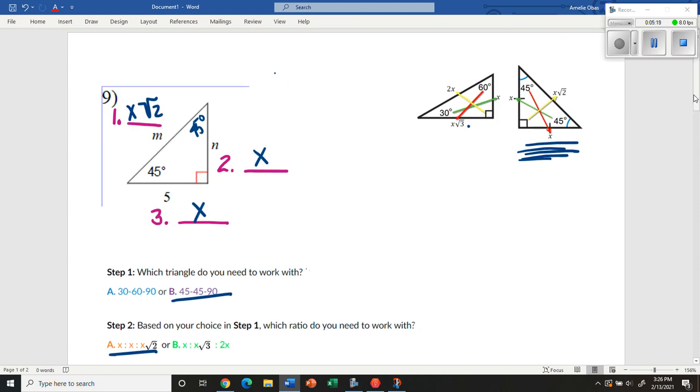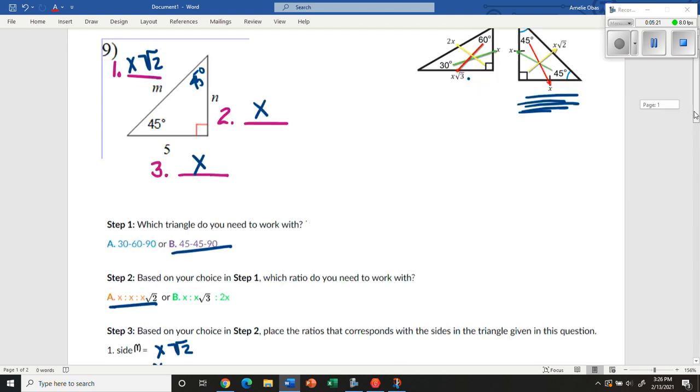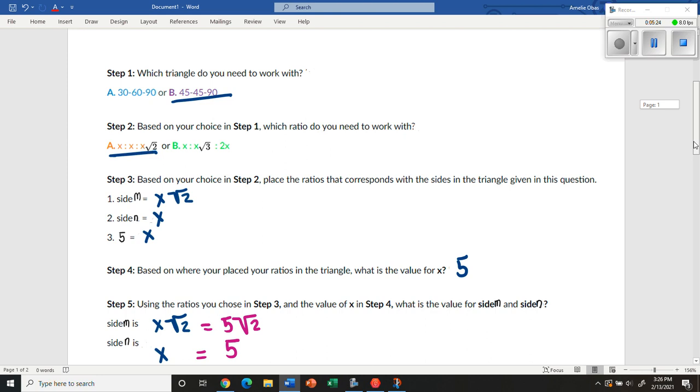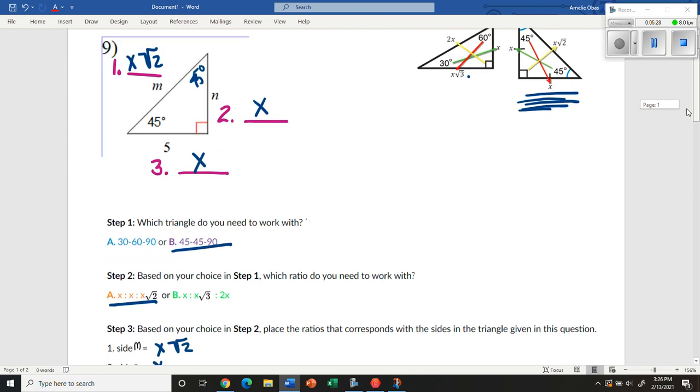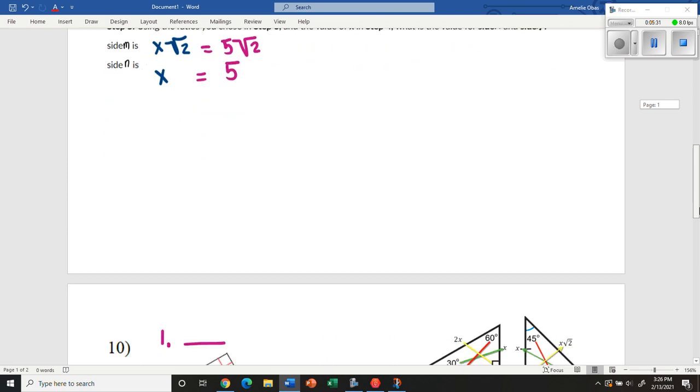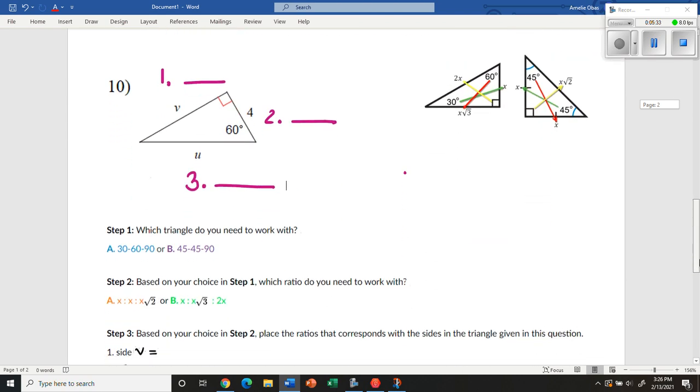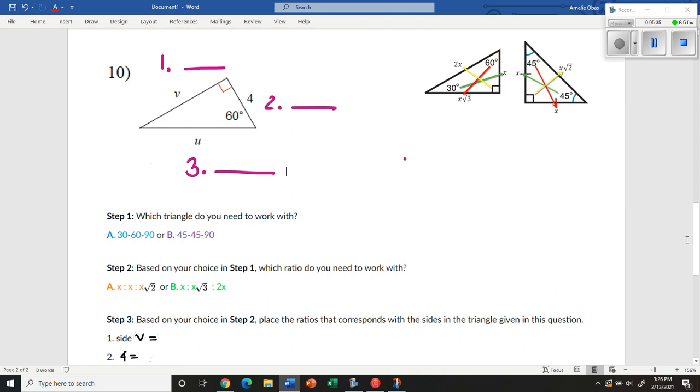You use the reference, you label your sides, and then you find x, and then you plug in whatever you found for x into your ratios, and you get your sides. Right, so I'm going to do this for the other triangle, and that will be our 30, 60, 90. Since this is 60, and we know this is the 90-degree marker, this is going to be 30 degrees. It says which triangle do you need to work with. It will be the 30, 60, 90.